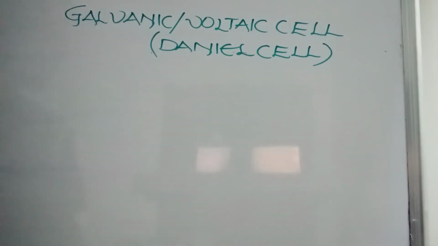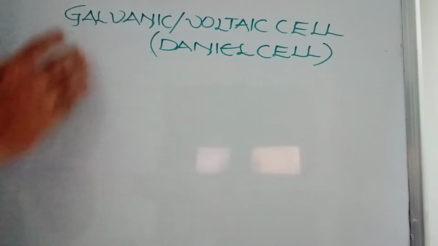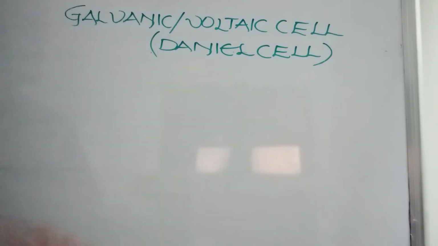Galvanic cell, voltaic cell, Daniell cell. The purpose of these cells is the same and the concept is also going to be the same. There is a small difference between the galvanic cell and the Daniell cell. We will discuss all those. Okay.